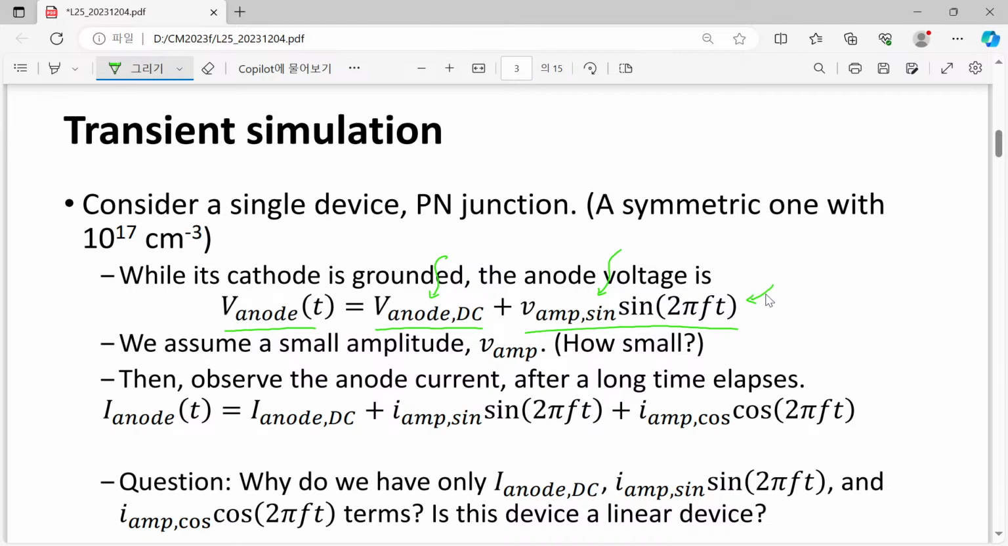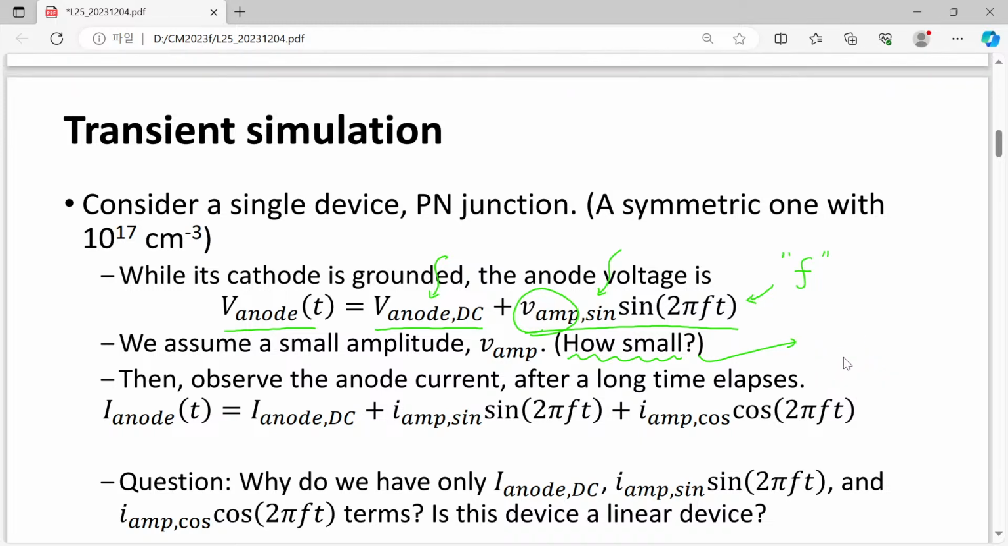It can have a very clear frequency component. Only the frequency f is given to this anode voltage. So we assume a small amplitude, V amplitude. How small is it? Of course it depends on the situation, but in many cases in electronics 1 millivolt seems small enough, or 1 microvolt, yes, this is sufficiently small, and 1 nanovolt is of course quite small. So when we say small, this is the range of microvolt or millivolt. But for example 0.1 volt, certainly these days, is too large. So don't treat too large a voltage amplitude.